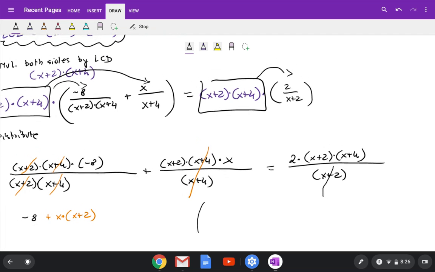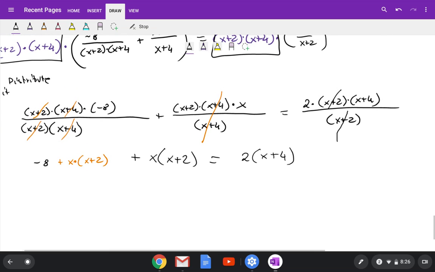Right here, we got negative 8 because everything cancels. From the second parenthesis, x plus 4 cancels, so we end up with x times x plus 2 equal, and here x plus 2 and x plus 2 cancel, and we end up with 2 times x plus 4. So how are you going to know that you solved those problems correctly? If you get rid of fractions, that means you're on a good track.